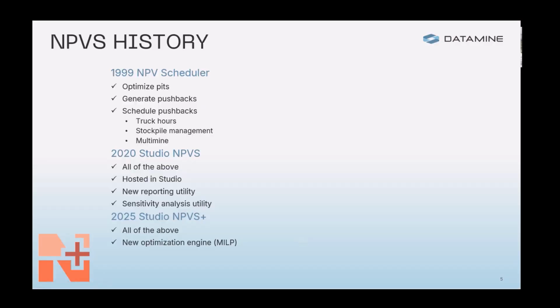So now let's go through the history of the software. In 1999, Datamine released the first NPV Scheduler, a software that can help you to optimize your pits, generate pushbacks or phases, and schedule these pushbacks, considering truck hours and stockpile management. It also supports multi-mine if you have a multi-mine project.